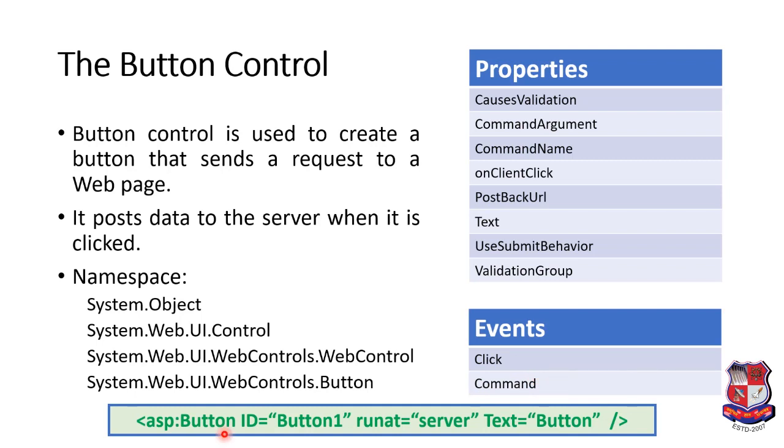In HTML, if you are going to use a button, then you use the input tag, but ASP.NET standard controls are written like this. For example, asp:Button ID="Button1" runat="server". This property defines that this control is a web control and it will execute on the server. Next is Text equal to Button. Now we'll see an example of button control, then we'll discuss the other controls.